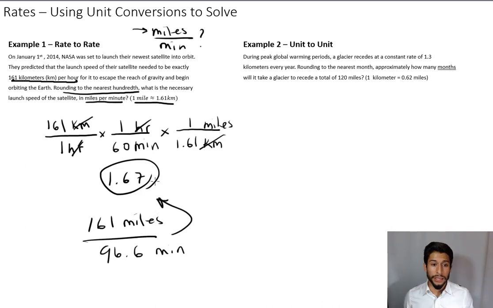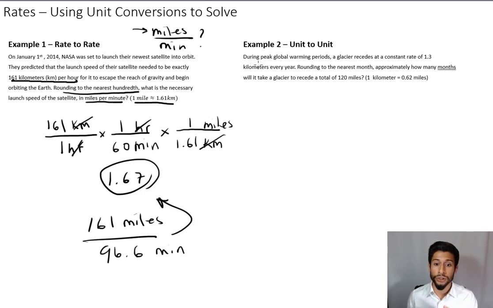All right. Example 2, right? This is going to be slightly different than example 1. I want you to notice that in example 1, we started with a rate, comparing 2 units, and we ended with another rate, comparing 2 units. In example 2, you're going to notice that we're not going to start with a rate.